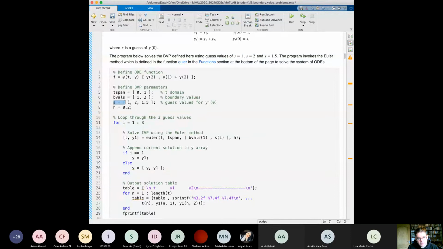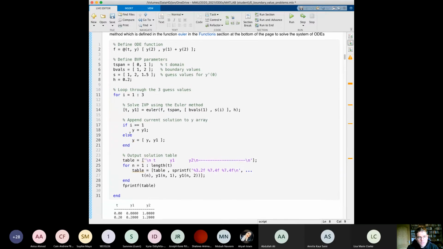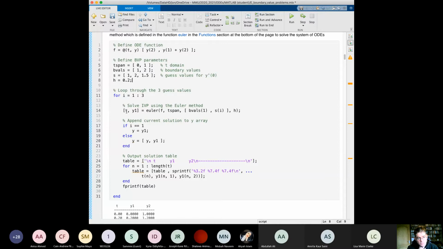So I've got a vector S of guess values. What I'm going to do is loop through the vector and calculate the Euler method for each guess value. And I'm going to use a constant step length of 0.2. So I've used a for loop here to loop through the 3 guess values. Okay, invoke the Euler method.